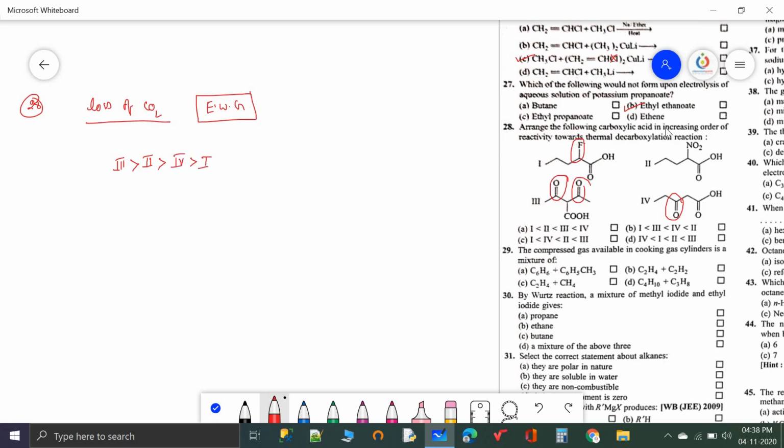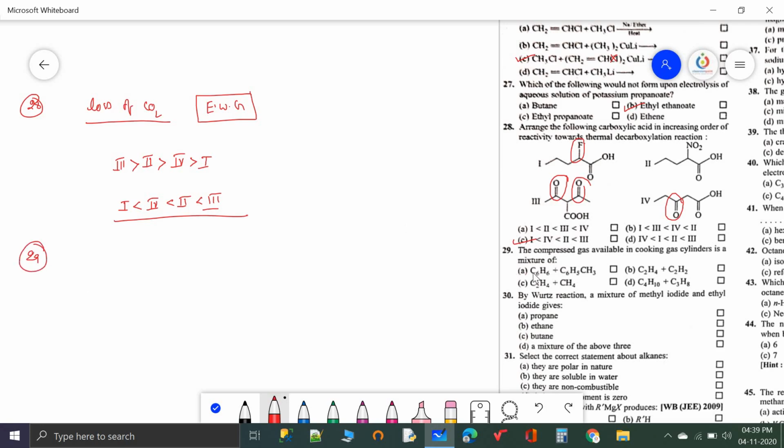Now what they are asking is increasing order. We have done decreasing order. So increasing order means 1 is less, 4 is less, 2 is less, and 3. So this is the correct order: 1, 4, 2, 3. Option C is correct.